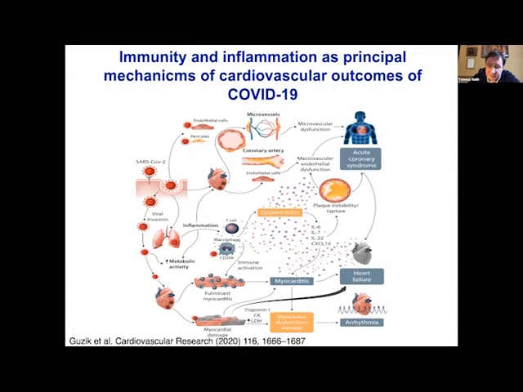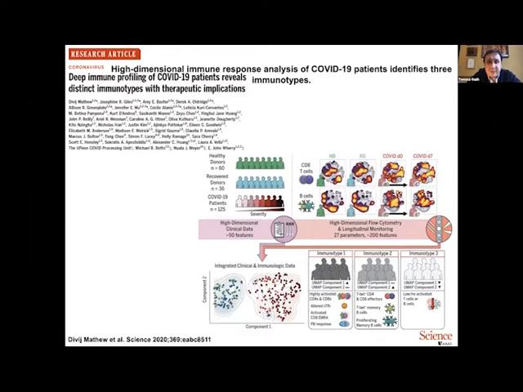Therefore, a number of studies have tried to characterize immune phenotypes of patients with COVID-19, and I will show you only two selected ones that were published in the last 2 months. In this paper published in Science, the authors analyzed the patients with COVID-19 and healthy and recovered donors, and compared a relatively large number of various immune phenotypic parameters, including cytokine levels, as well as immune cell populations.